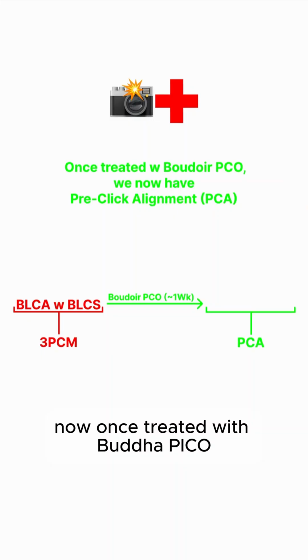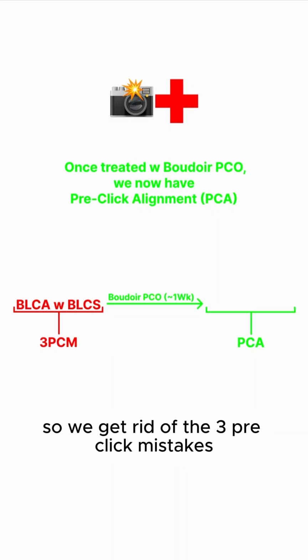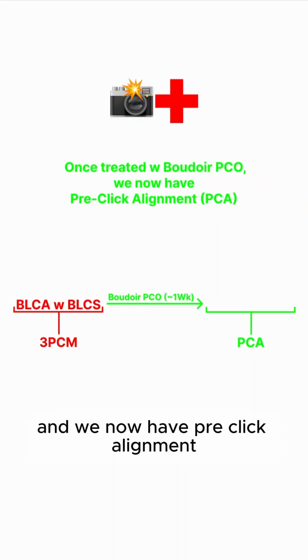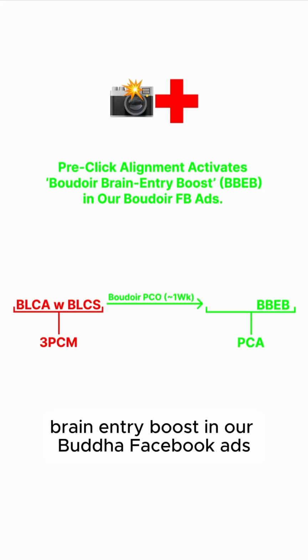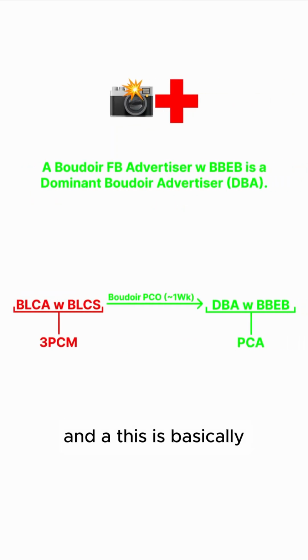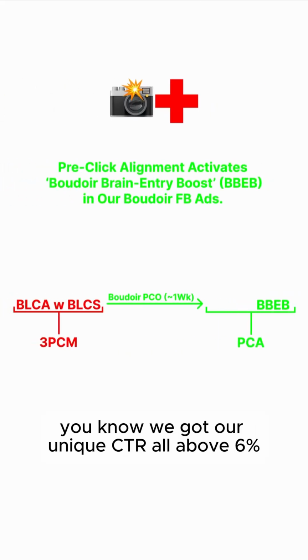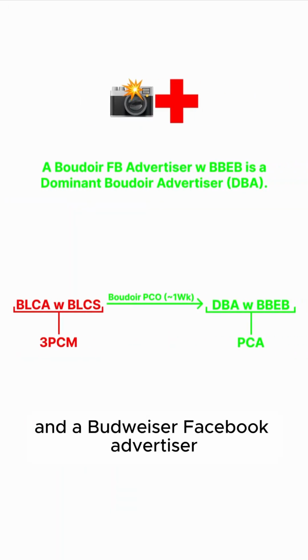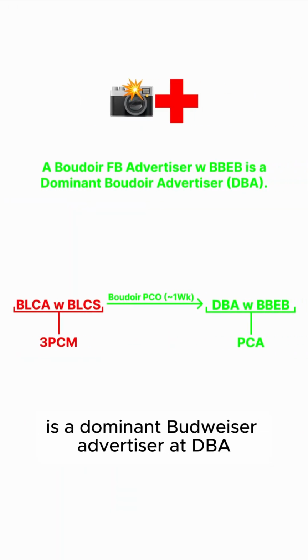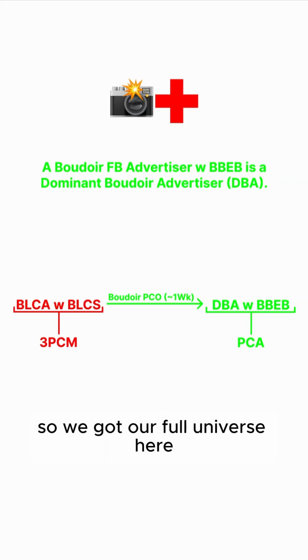Now, once treated with Boudoir Pico, we have pre-click alignment. So we get rid of the 3 pre-click mistakes, and we now have pre-click alignment. And pre-click alignment activates Boudoir brain entry boost in our Boudoir Facebook ads. And this is basically, we've got our unique CTR all above 6%. And a Boudoir Facebook advertiser with Boudoir brain entry boost is a dominant Boudoir advertiser, a DBA.